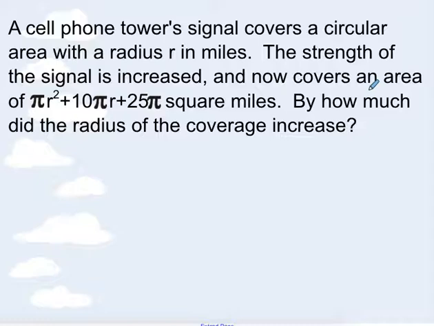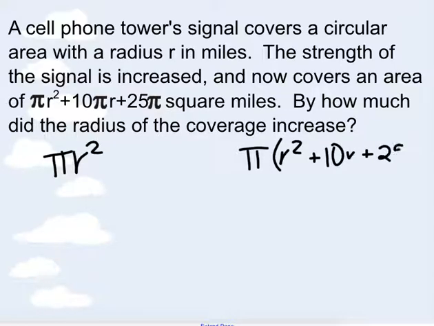By how much did the radius of the coverage increase? Well, we basically need to compare the original, which should be just pi r squared, to this new square miles. But I want to factor it. The first thing I want to factor out is the pi, so that I just have r squared plus 10r plus 25. And I see that this is a perfect square binomial. r squared is a perfect square, 25 is a perfect square, and 10 is a combination of 2, r, and 5.